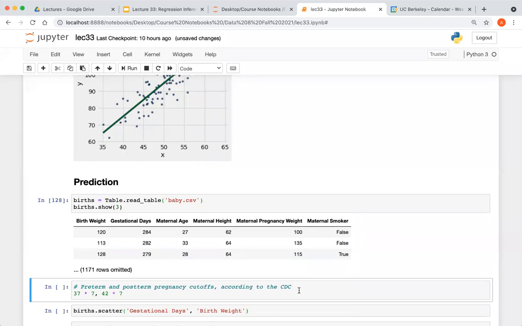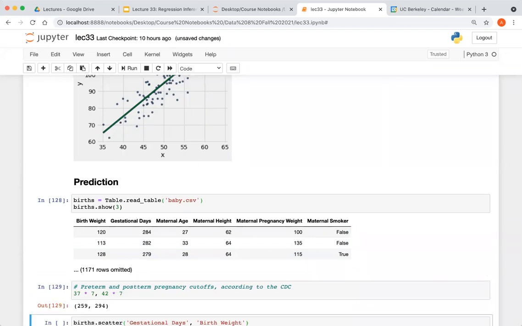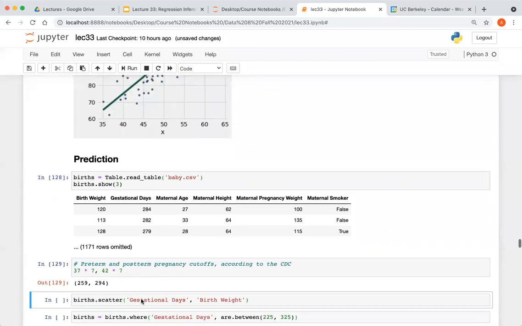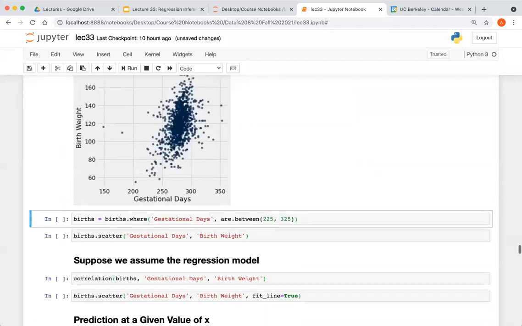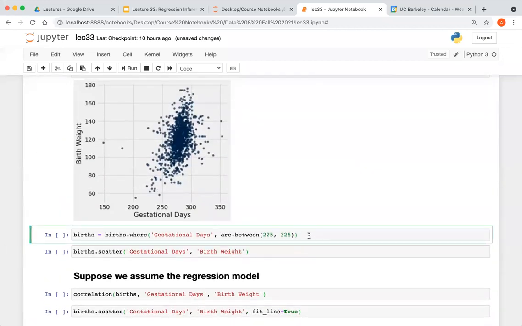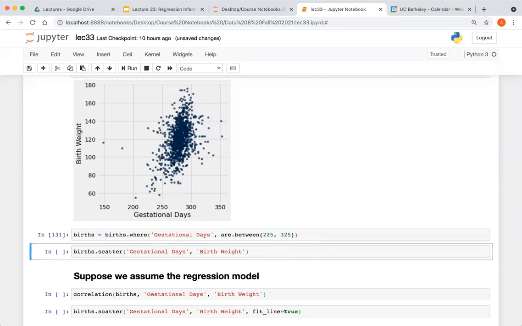The Centers for Disease Control has some definition of preterm babies and post-term babies. And so, you know, 250 to about 300 is roughly the standard range of gestational days according to the CDC. We looked at all our data, and we are just going to restrict to looking at standard births. So we are going to restrict to roughly 200 to roughly 300.